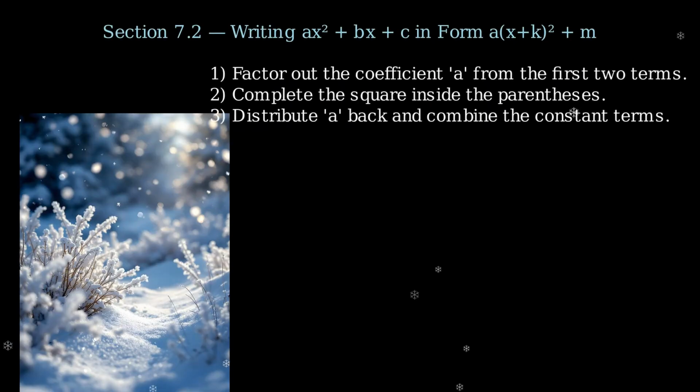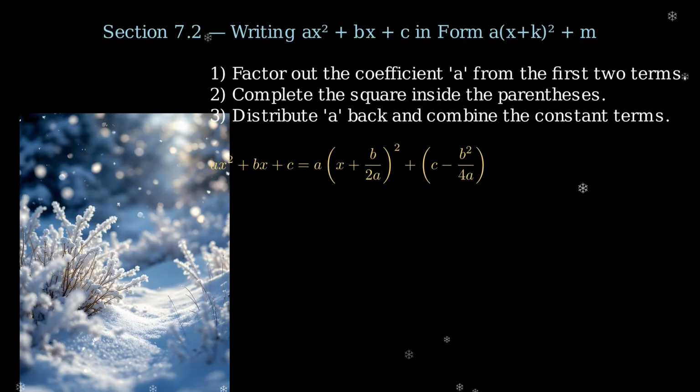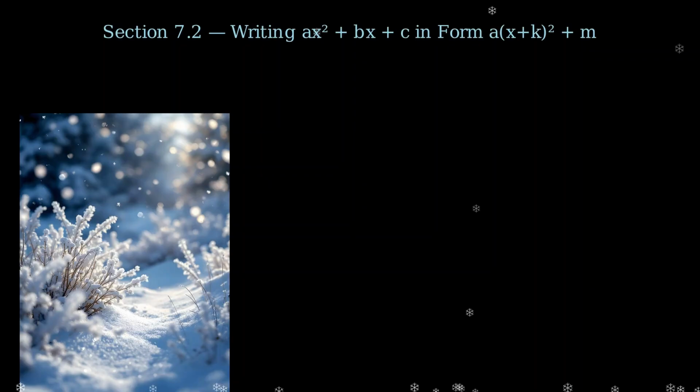This is the most general case you can meet. Writing ax squared plus bx plus c in the form a times the square of x plus k plus m. First, factor out the coefficient from the first two terms. Second, complete the square inside the parentheses by adding and subtracting the square of half of the x coefficient. Third, distribute it back and combine the remaining constant terms.